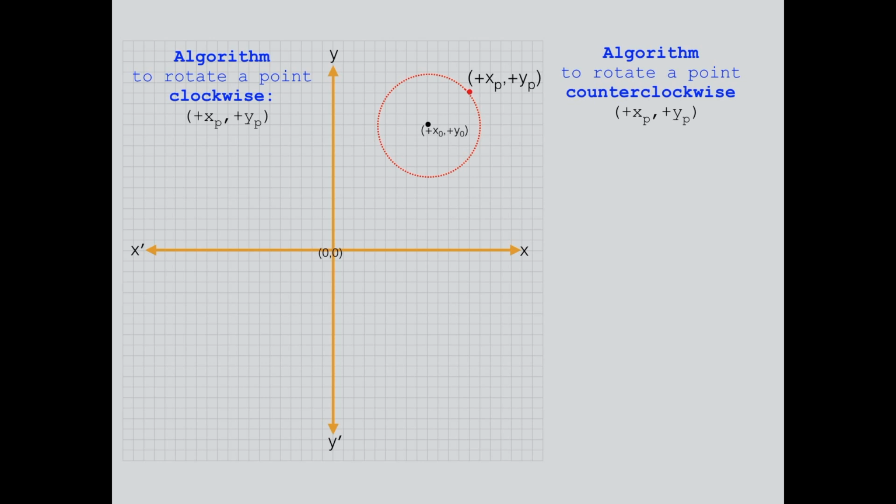Then what we're going to do is take this black dot, and again, just like we did just a few seconds ago, we're going to take XP and YP and subtract XO and YO from XP and YP. This is going to happen in both of the algorithms, and we're going to end up with a result that I'd like to call X1 and Y1. And this is where the algorithms start to differ a bit.